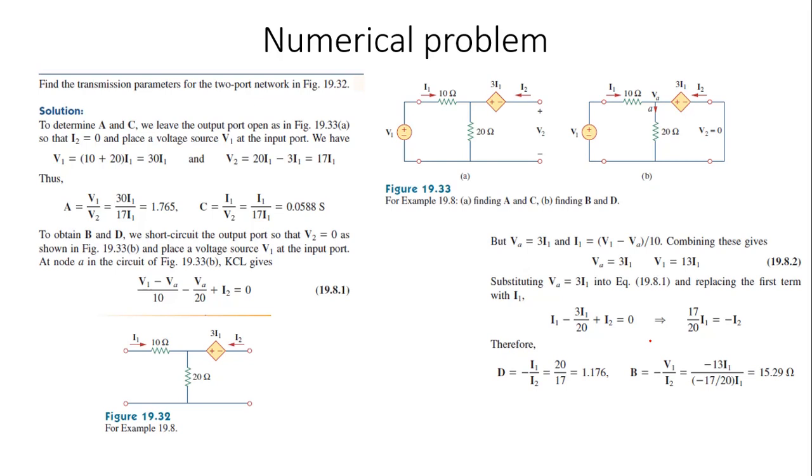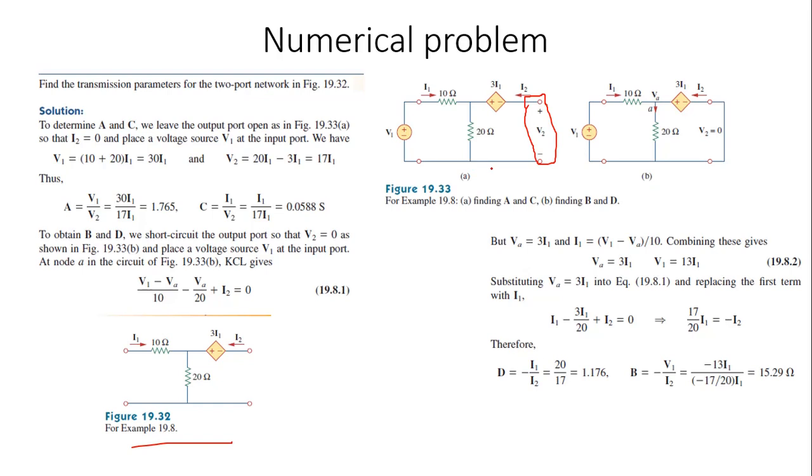So let us discuss a numerical problem. Find the transmission parameters of a two-port network given in this figure. So this is the figure given. We have to find out capital A, B, C, D. So to determine A and C, we leave the output port open, right? We will be making I2 is equal to 0. So you can see that this port is open, right?